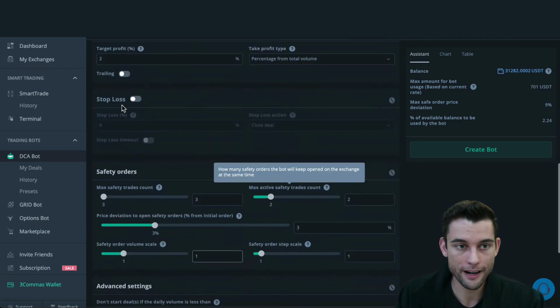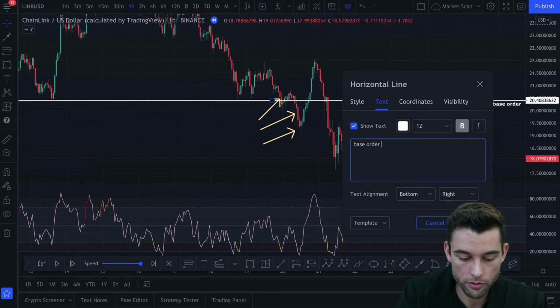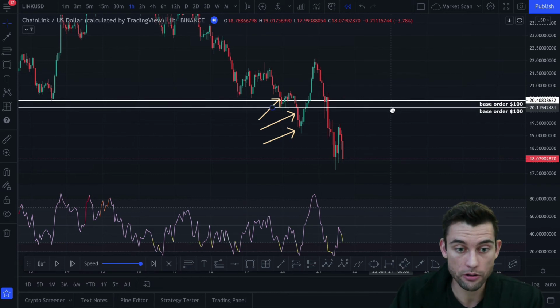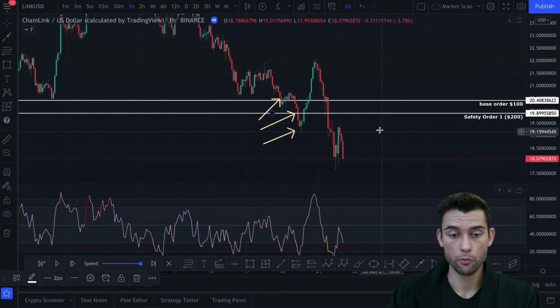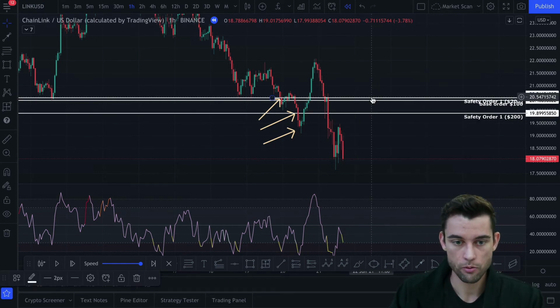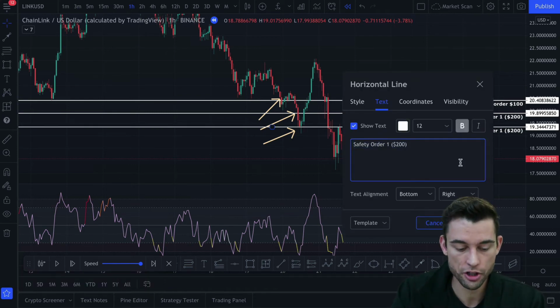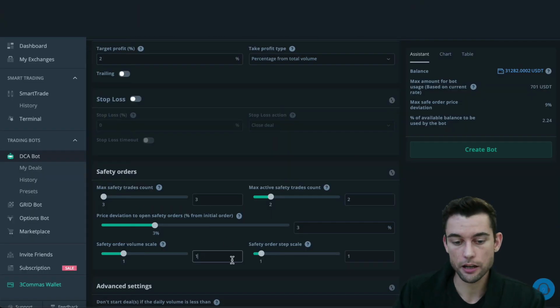So just to go back to TradingView and show you what this means, let's say that this was our base order, $100, right? And we have our safety order set. So this is safety order 1, and we set that at $200, right? Well, if safety order 2 was hit down here, right now it's set at $200. But let's come back here, and let's set this to 2. And I'm going to show you something.